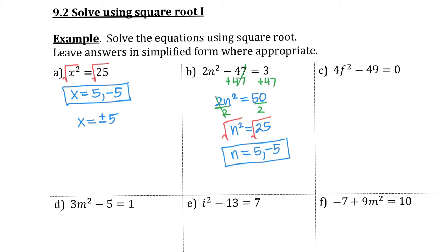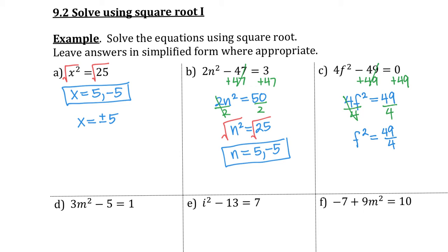Okay, for C, I'm going to go ahead and do the same thing. You can see this is in standard form, so I could try to factor it if I wanted, but today we're practicing square root. So 4f to the second minus 49 equals 0. I'm going to add the 49 to the other side. I'm trying to get the f by itself. I see it still has the 4 in front, so I'll divide by 4. 49 divided by 4 is a fraction, which is fine.